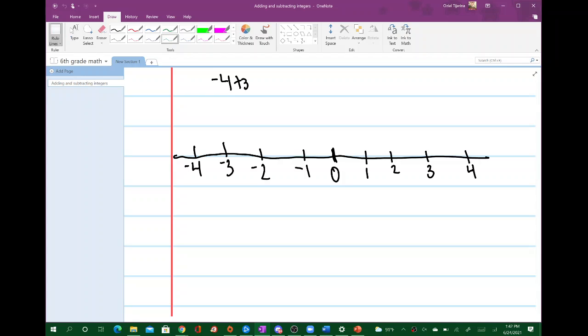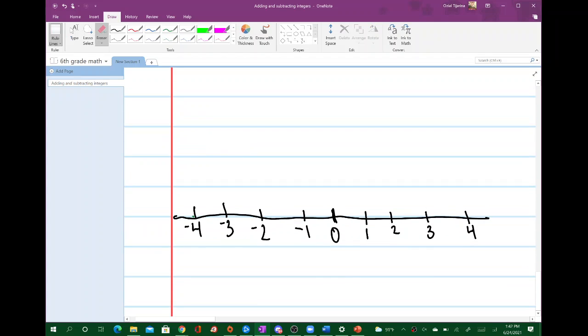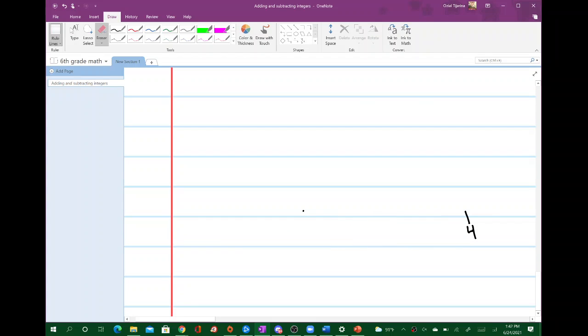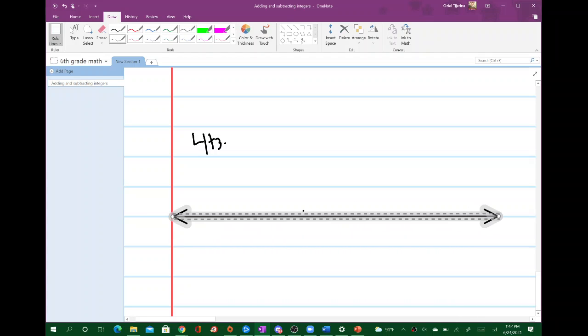So what you're going to do is start at negative 4, right? So let's actually start with an easier problem. Let's say 4 plus 3, okay? And I'm pretty sure that in elementary school, you were probably taught how to add with a number line, and here was 0.